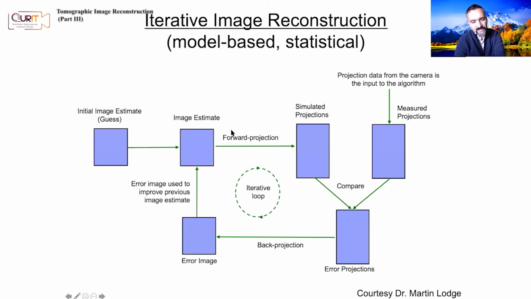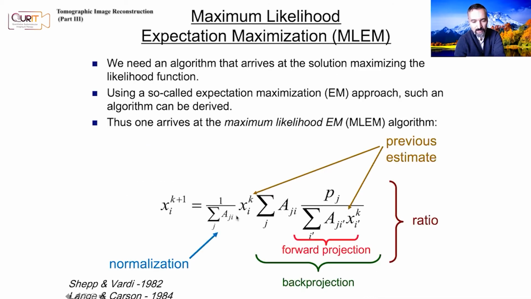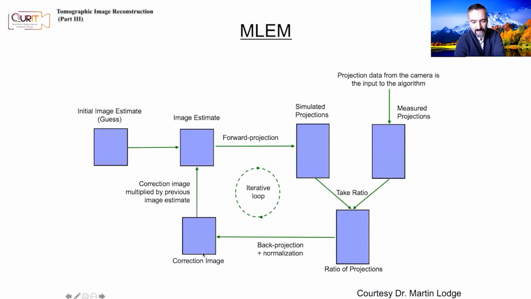And I've shown this picture before. It's the same idea, right? So this is just general. You start with an image estimate, forward project, compare with the measured projection, you arrive at an error term, back project, update. But specifically for MLEM, here you take ratios, not the difference. You take ratios, then you back project and do that normalization. The normalization is this term here, okay? And then you arrive at a correction image, and then you multiply that correction.